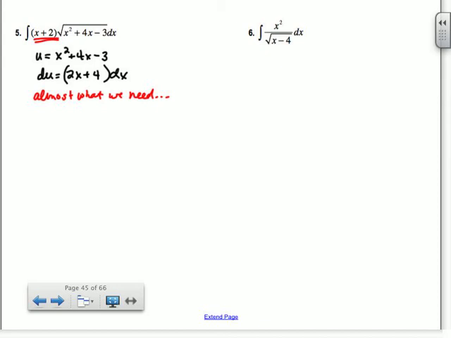Yeah, so what I usually do is I look at my u and I say, I don't want x minus 2, I want x plus 2. So what do I have to do to both sides of the equation to get x plus 2? I would need to add 4 to both sides. So I'd need u plus 4 equals x plus 2.